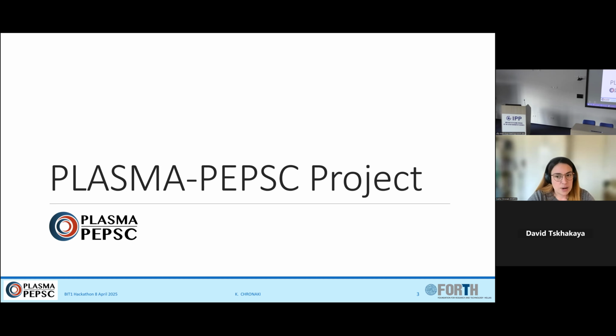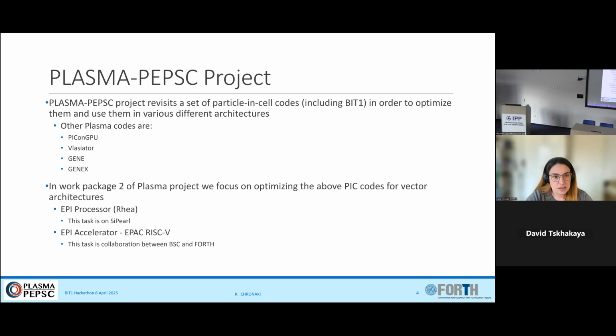So the Plasma project revisits a set of particle-in-cell codes, including BIT1, in order to optimize them and use them in various different architectures. Other plasma codes that are studied in the Plasma project are PIC GPU, Glaciator, Gene, and GeneX.